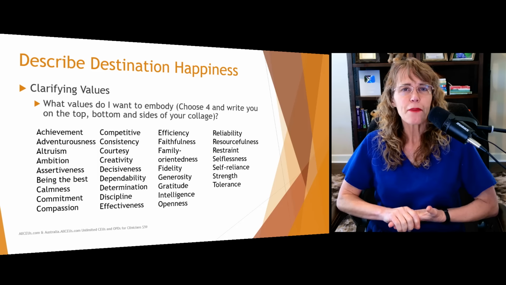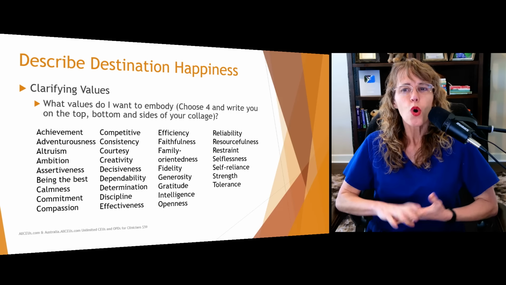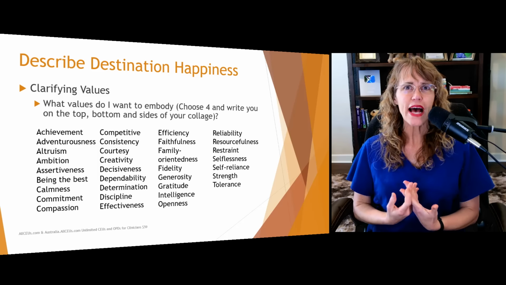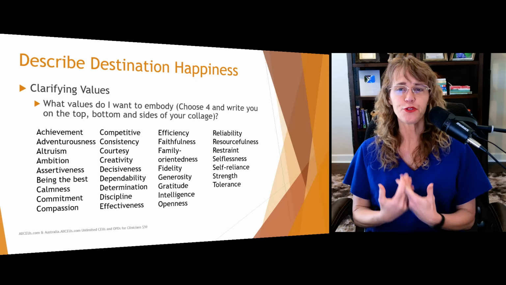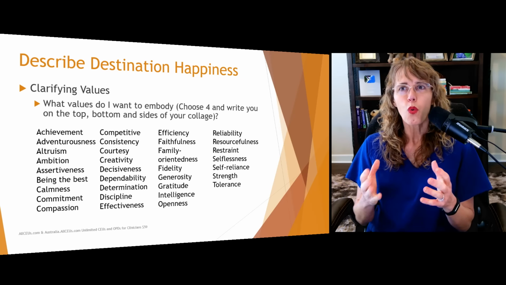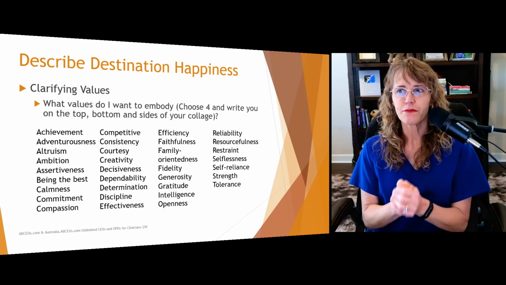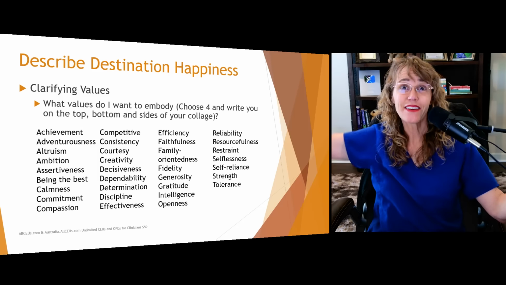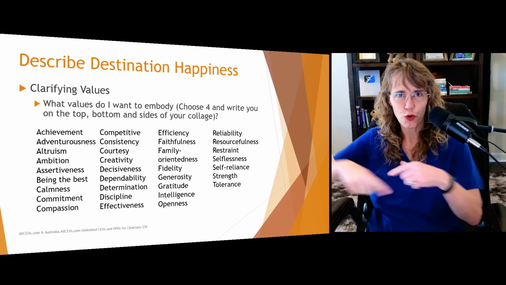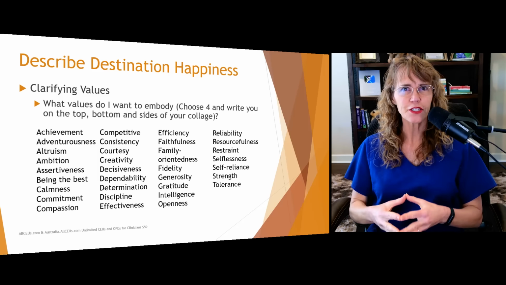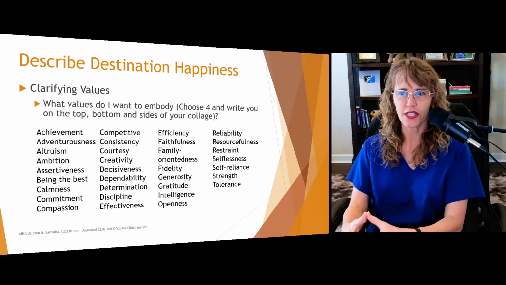And the third step is to clarify your values. What values do I want to embody? If I had somebody introduce me using 4 adjectives, what adjectives would I want them to use? And you can write those, if you're doing a big collage, you can write those on the 4 sides of your collage. But it's important to recognize what values are going to guide your decisions.